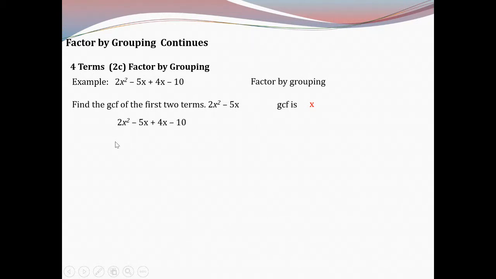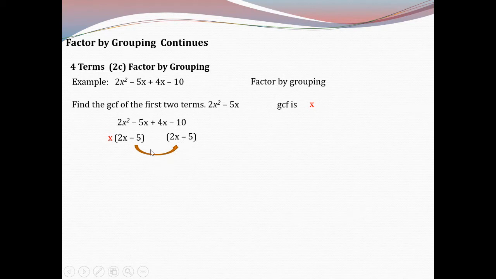So for the first 2 terms, I'm going to factor out the x. So what's left? 2x minus 5. Why? Because x times 2x will give us 2x squared, and x times negative 5 will give us negative 5x. Okay, now here's my modified version. What I factor out on the first 2 terms, I automatically put on the right. And if it can be factored by grouping, it's going to work. And if it doesn't work, it means it cannot be factored by grouping. So this is my modified version.